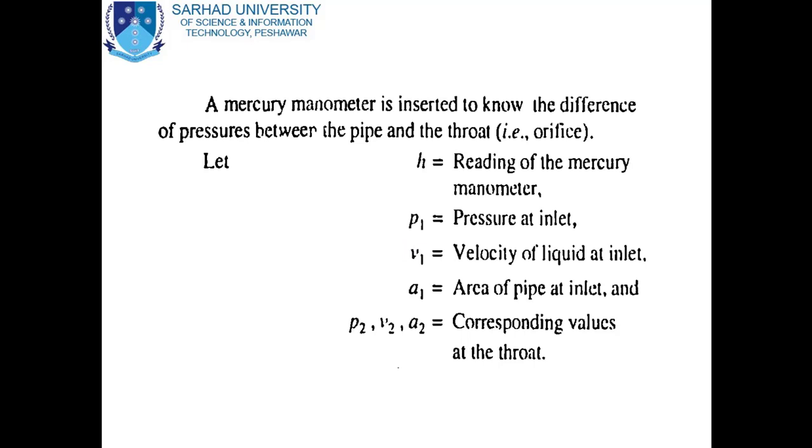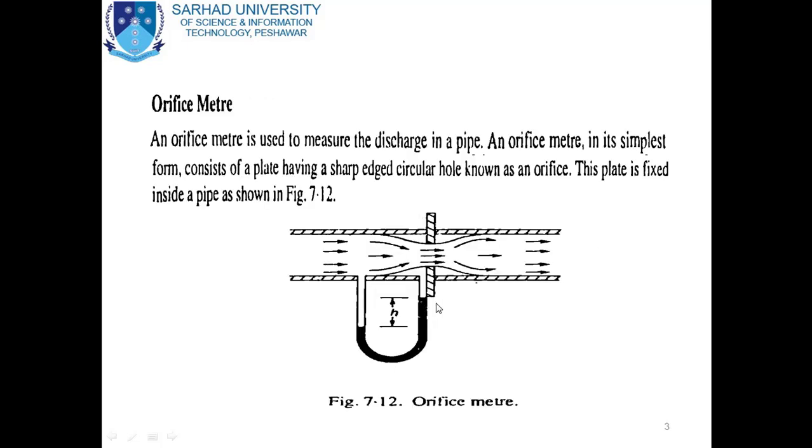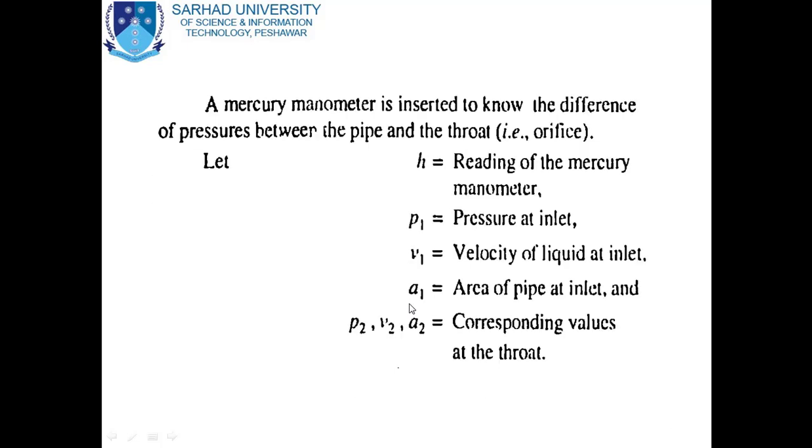Let H be equal to the reading of the mercury manometer. This is H, the reading of the mercury manometer. P1 is equal to pressure at inlet, V1 is equal to velocity of liquid at inlet, and A1 is equal to area of pipe at inlet. And P2, V2, A2 are the corresponding values at the throat.